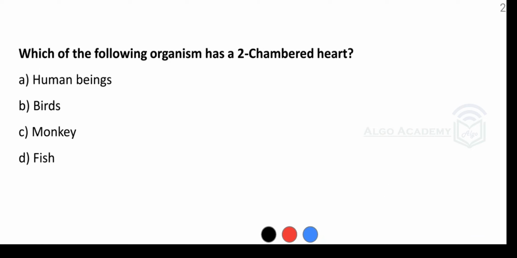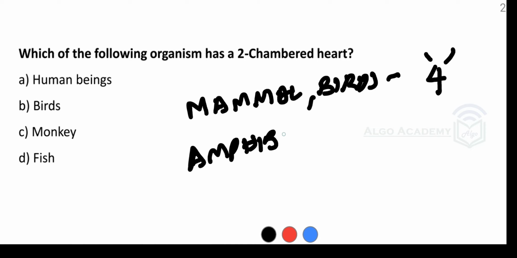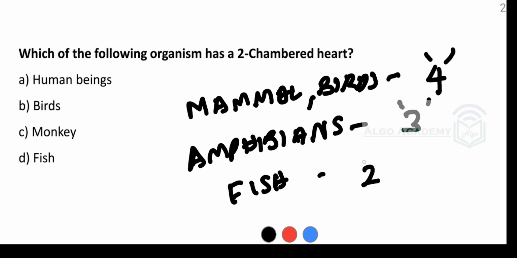Which of the following has a two-chambered heart? Mammals and birds have a four-chambered heart. Amphibians have a three-chambered heart. Fish have only a two-chambered heart. So the answer to this question is fish, option D.